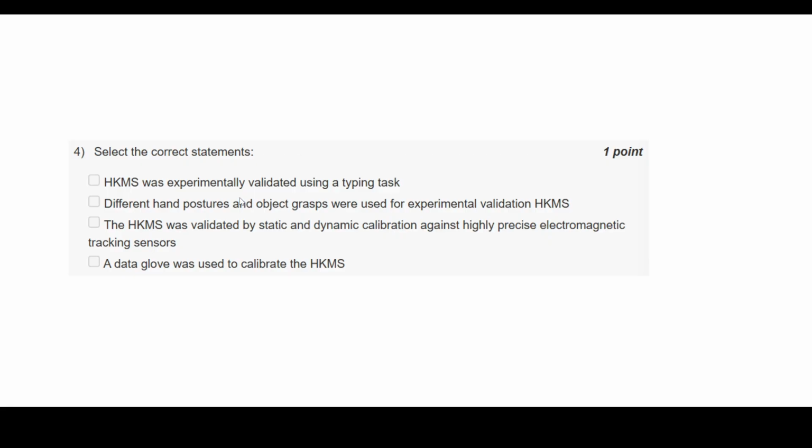Select the correct statements. HKMS was experimentally validated using a typing task. Different hand postures and object grasps were used for experimental validation of HKMS. The HKMS was validated by static and dynamic calibration against highly precise electromagnetic tracking sensors, or a data glove was used to calibrate the HKMS.